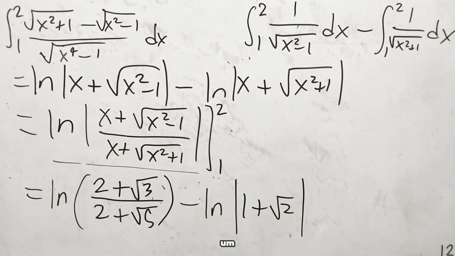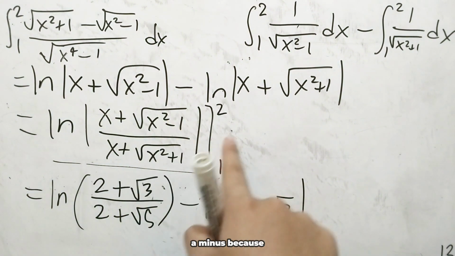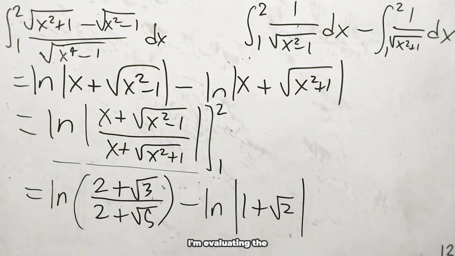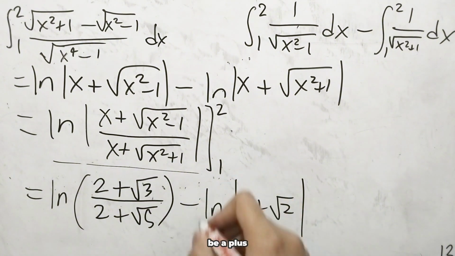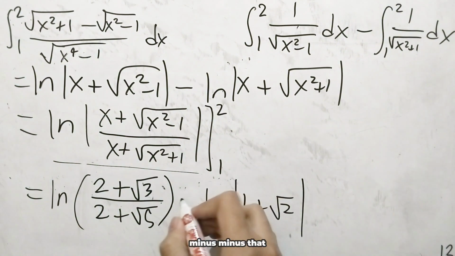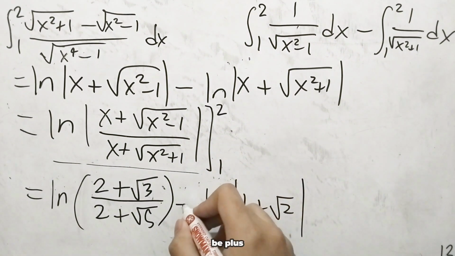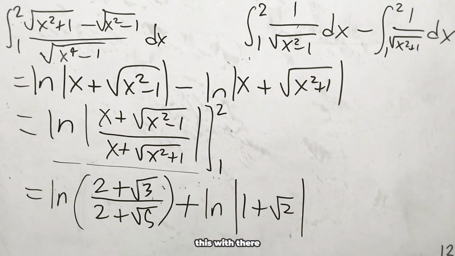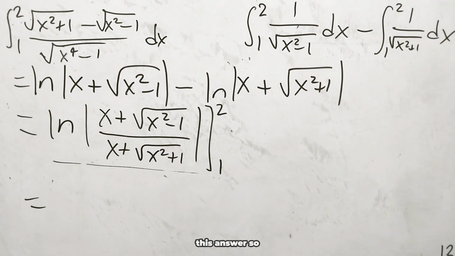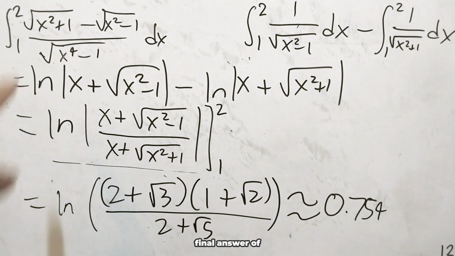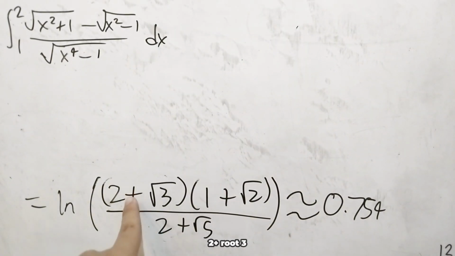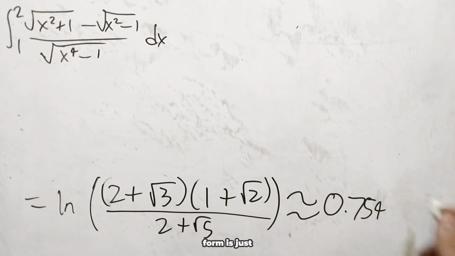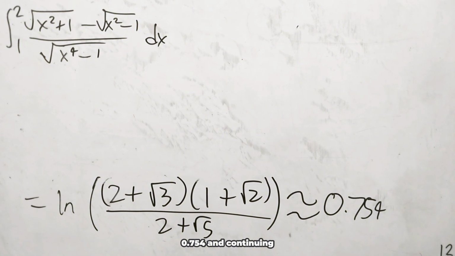And then because I'm evaluating the definite integral, I'm subtracting that, so it's gonna be plus. And then I can just conjoin this with there, leaving us with this answer. So yeah guys, this is the final answer of this integral. As you can see, the final answer is just the natural log of 2 plus root 3 times 1 plus root 2 over 2 root 5, which in decimal form is just 0.754, and continuing.